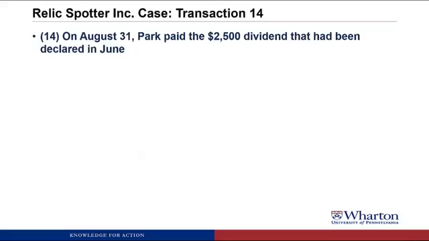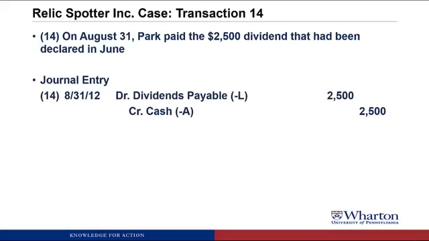Transaction 14. On August 31st, Park paid the $2,500 dividend that had been declared in June. For the journal entry here, we're paying $2,500 cash, so that's a credit to cash for $2,500. The debit is going to be to dividends payable because we're paying off what we owe the shareholders for the dividend. Thus, we're reducing the dividend payable liability. We reduce liabilities with a debit, so we debit dividends payable for $2,500.